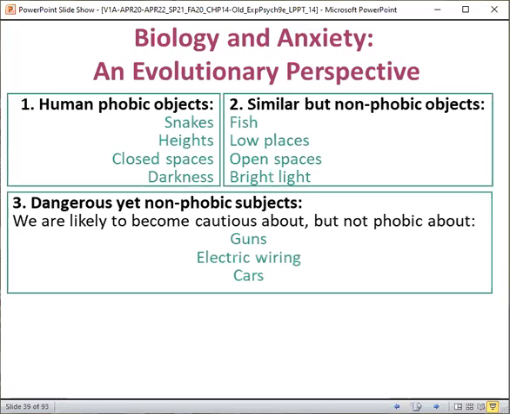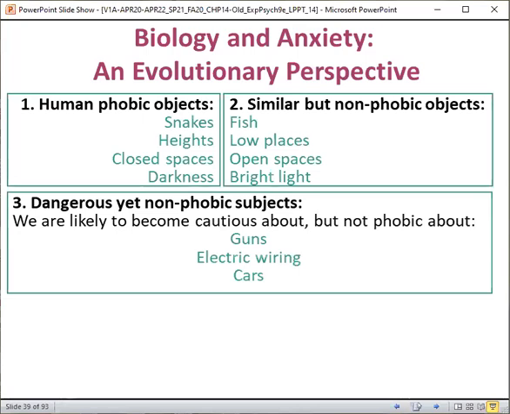One, human phobic objects. These are things which we as human beings are sort of programmed to have as phobias. We might not have them totally phobic in everybody, but we are sort of pre-programmed. We can easily develop these types of phobias: snakes, heights, closed spaces, and darkness.